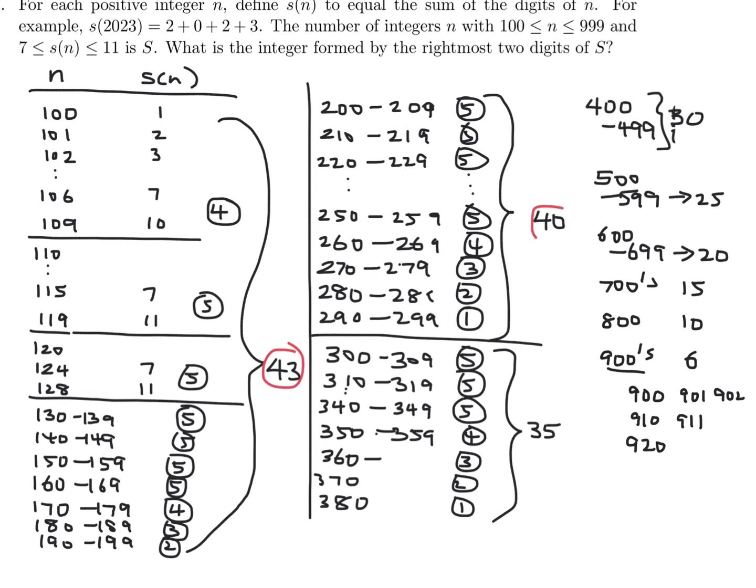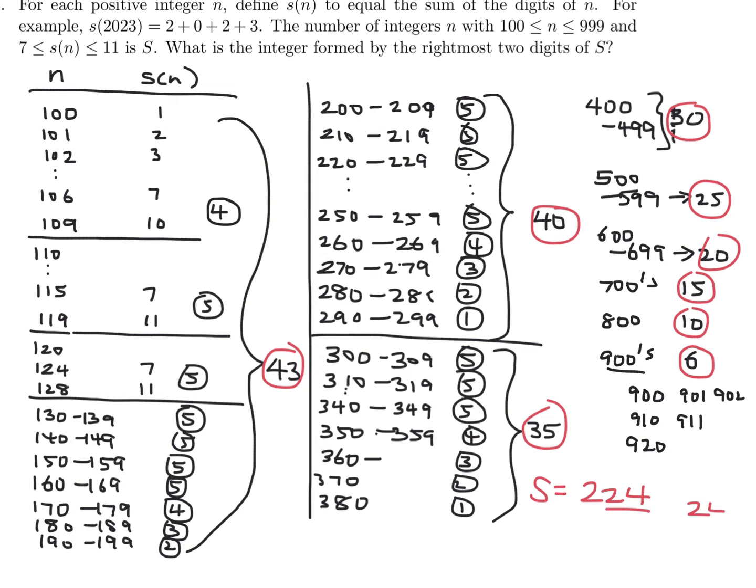This 43, this 40, this 35, this 30, 25, 20, 15, 10, and 6. And when you do, the grand total is 224. And they want the integer formed by the rightmost two digits of s. This is our grand total s. The rightmost two digits are 24, and therefore 24 is the answer for this question.